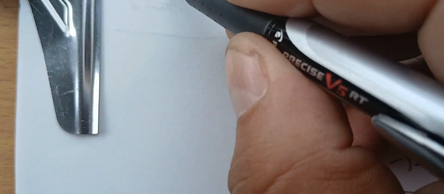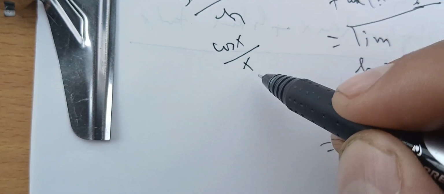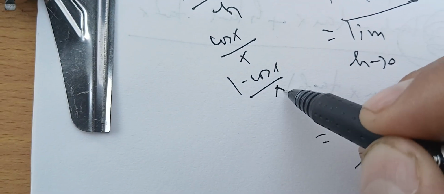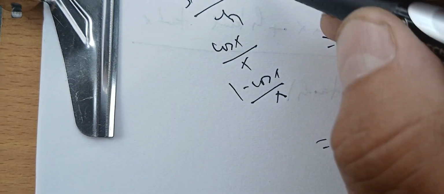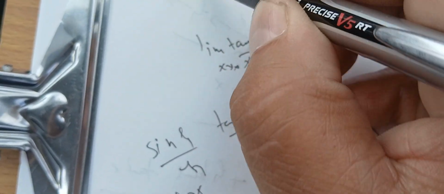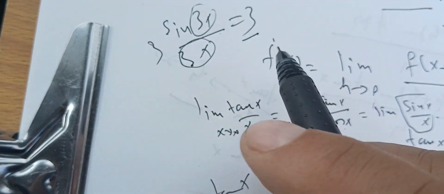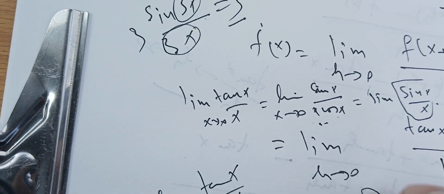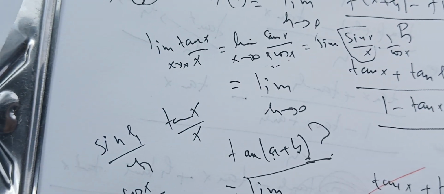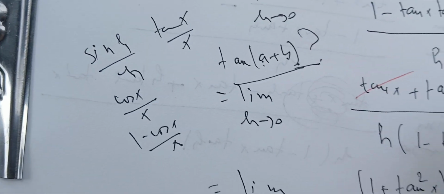The famous ones, like sine of h over h, cosine of x over x, 1 minus cosine x over x, tangent x over x, and sometimes you're going to see some variations, like sine of 3x over x. How can you deal with this? You just put 3 here and 3 here, and take off this one as h, and you get 3. So the key idea here is that you need to understand the algebra. We can do the animation, but we're going to do it later. For now, we just focus on this definition.